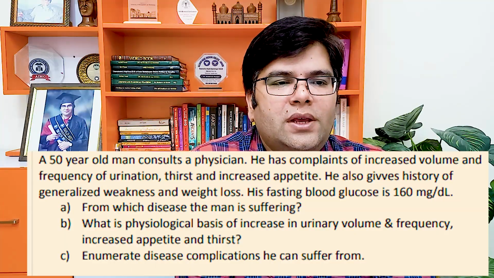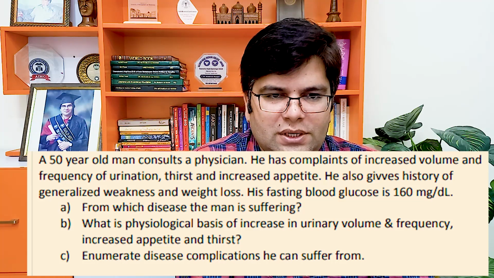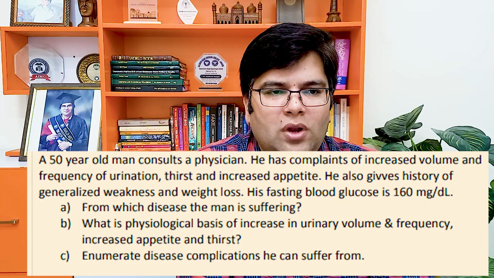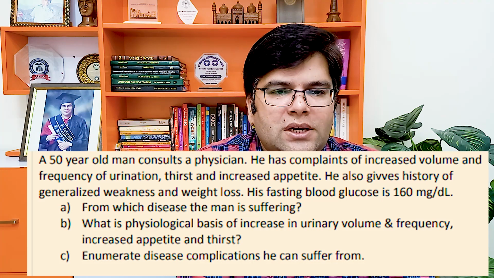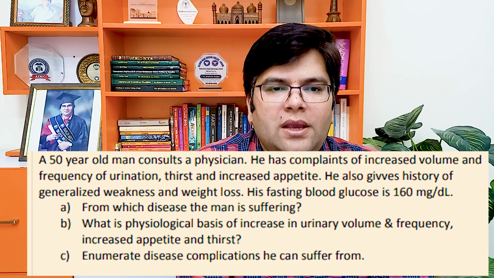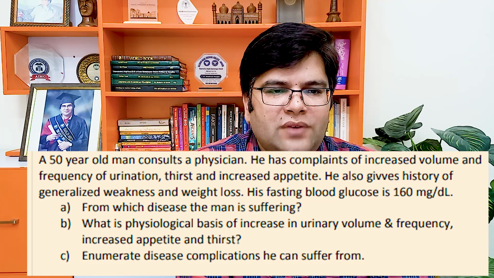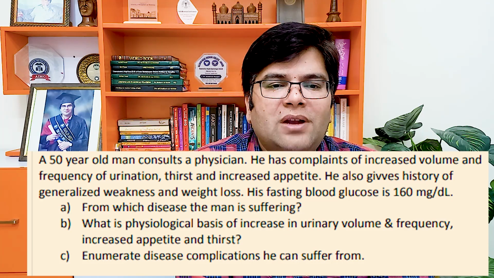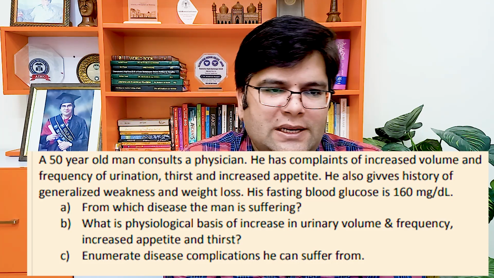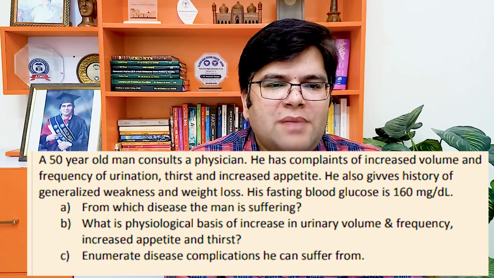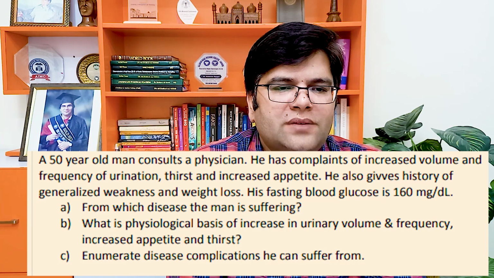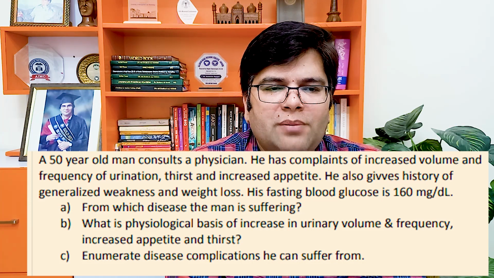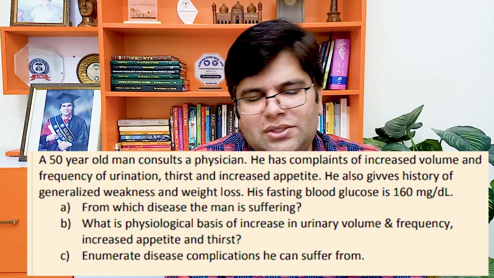Next question is, a 50-year-old man consults a physician. He has complaints of increased volume and frequency of urination, thirst, and increased appetite. He also gives history of generalized weakness and weight loss. His fasting blood glucose is 160 milligram per deciliter. Which disease is this man suffering from? What is the physiological basis of increase in urinary volume and frequency, increased appetite and thirst?